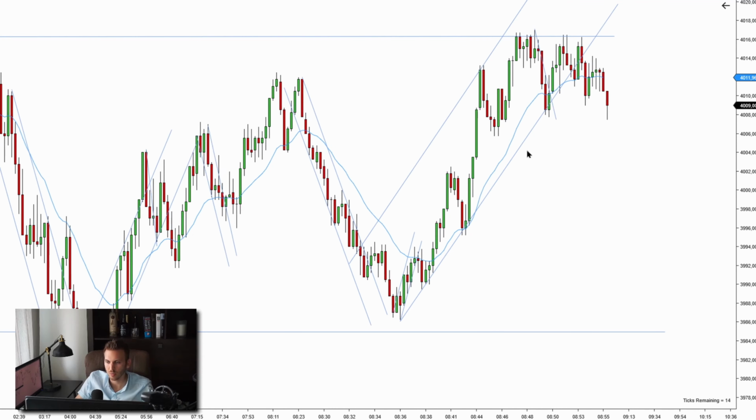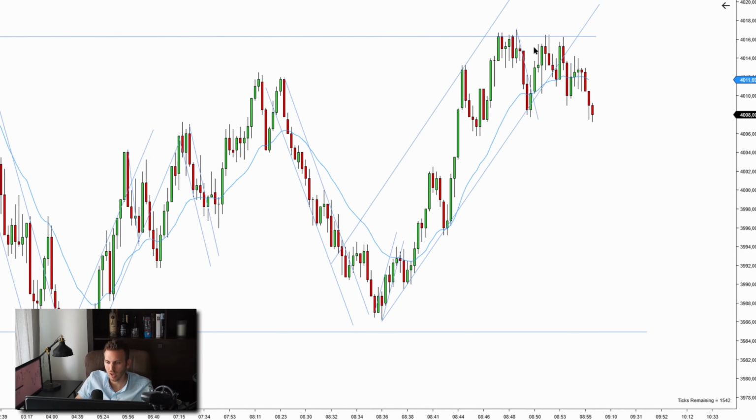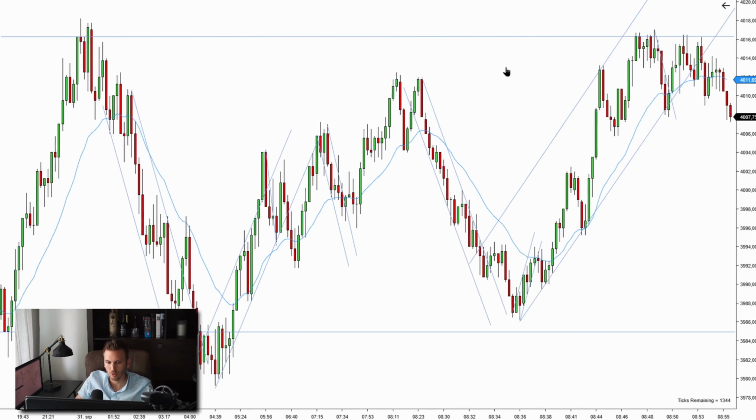So this is the area on the chart where I'm just waiting for prices to break in either direction, but it looks like we may actually straight up reverse. So I'm gonna think bearish now.